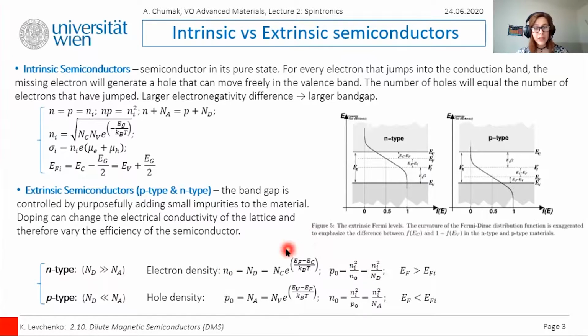For the p-type material, where the concentration of holes is way larger than the concentration of electrons, the hole density depends on the concentration of acceptors, and which in its turn depends on the effective density of states near the valence band edge. And the Fermi level in the p-type doped semiconductors is lying lower than the Fermi level in the intrinsic material, so in the same material without doping.